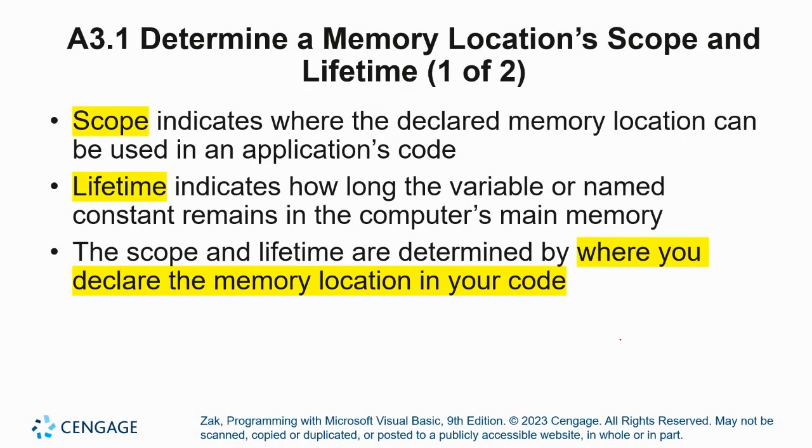Okay, we're going to do the second half of the coding with variables chapter for VB.NET. And what we're going to start with is talking about these variables, where they reside in memory and how long they sit there. Where they reside, or who can use it, is known as the scope of the variable, and the lifetime indicates how long it is in memory. And this is determined by where you declare it in your code.